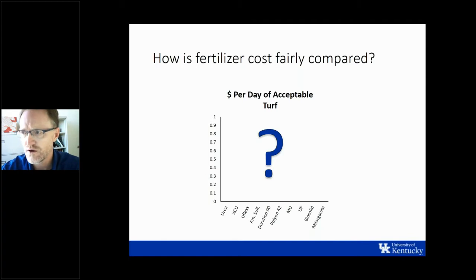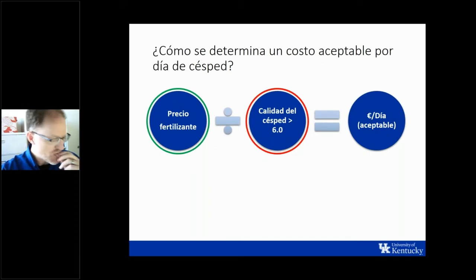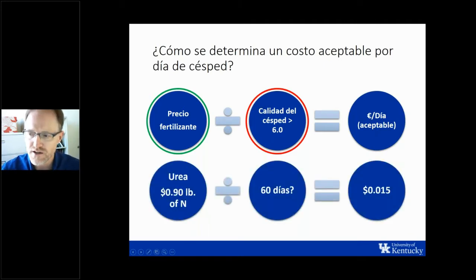So if we go to the next slide. There we go. So what we have is the fertilizer price. What we don't have good data for are the days of turf quality, good days of acceptable turf. Days turf quality exceeds a 6.0 on our turf quality scale. If we had this number, then we could come up with a cost per day. So for example, urea might cost 90 cents per pound. Sorry, that's in English. And it may last 60 days. If it did, this would be our cost per day.